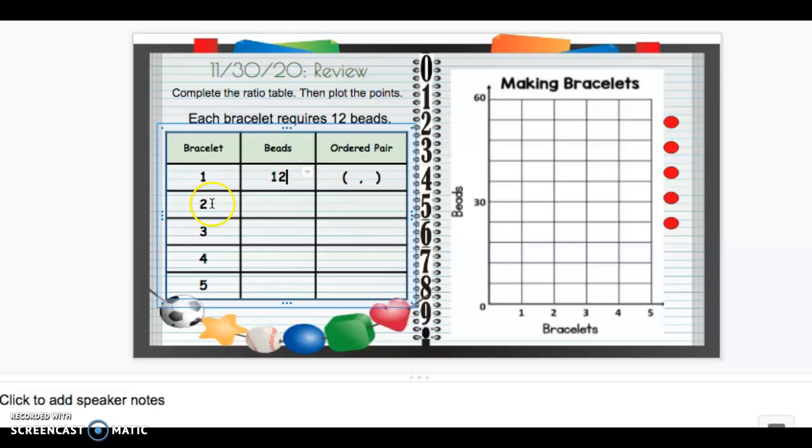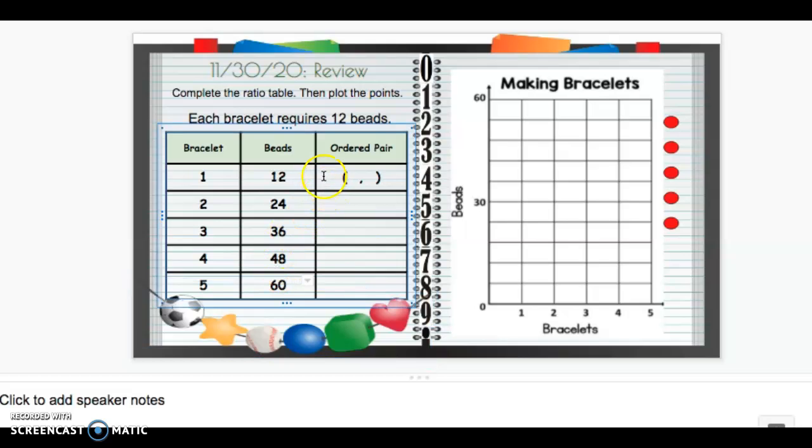If you have two bracelets, you're going to have 24 beads because whatever you do to one, you do to the other. So 1 times 2 gave you 2, so you have to do 12 times 2. Here you're doing 1 times 3, so 12 times 3 is 36. Then 1 times 4 gave you 4, so 12 times 4 is 48. 1 times 5, so 12 times 5, which is 60.